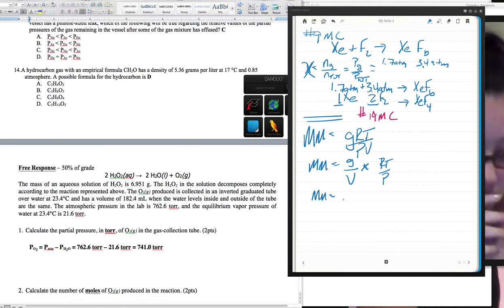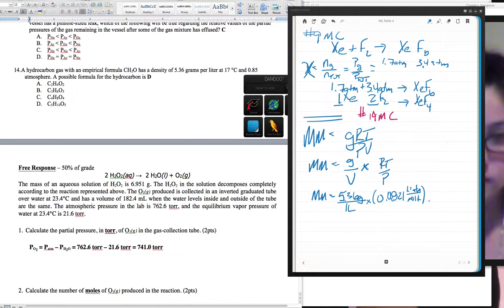So the molar mass was equal to 5.36 grams per liter, which means it was 1 liter on the bottom, times R, which was 0.0821 liters atmosphere over mole Kelvin. And the temperature was 17 degrees Celsius, which is 17 plus 273, about 290 Kelvin. And this was over the pressure, which was 0.85 atmospheres, which was fine because that was the units we need.